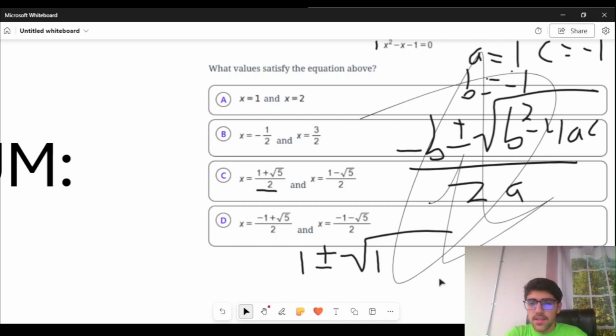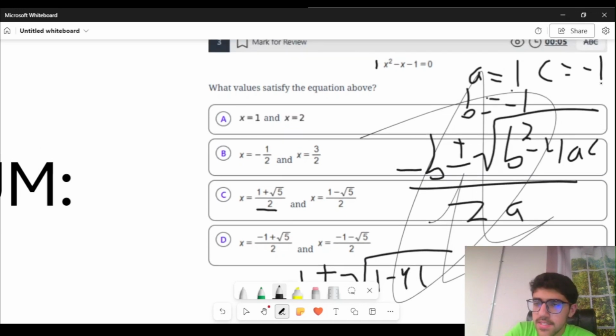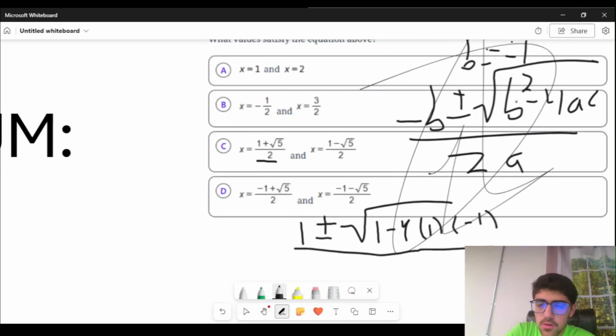Okay, it's okay. So 1 minus 4 times the value of a and c. So a is 1, c is negative 1. So times 1 times negative 1, all over 2a. A is just 1, so 2 times 1 is 2.